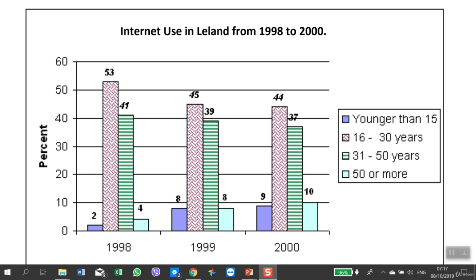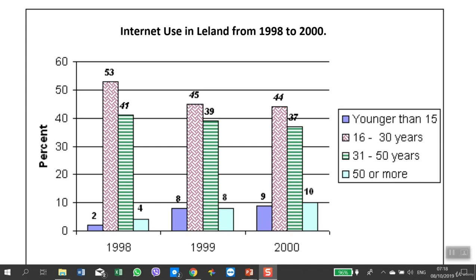The bar chart gives information about the percentage of people in 4 different age groups who used the internet in Leland between 1998 and 2000. So that uses all the 5 points. Now what do we do? We need to change paragraphs for the elephant sentence.